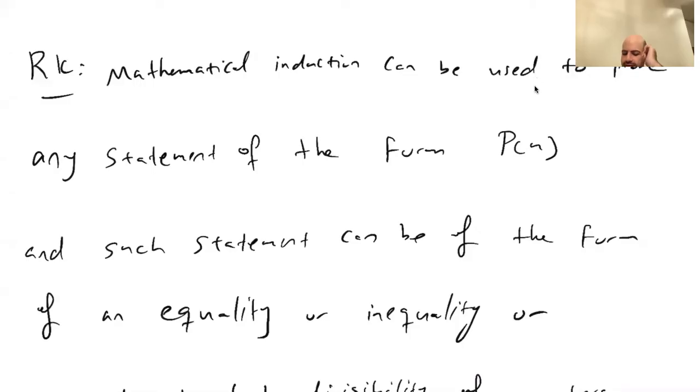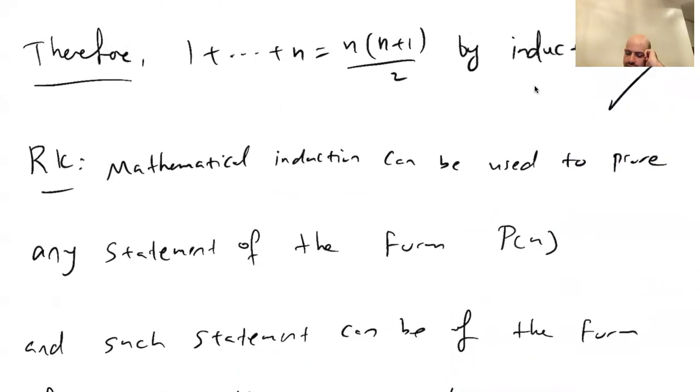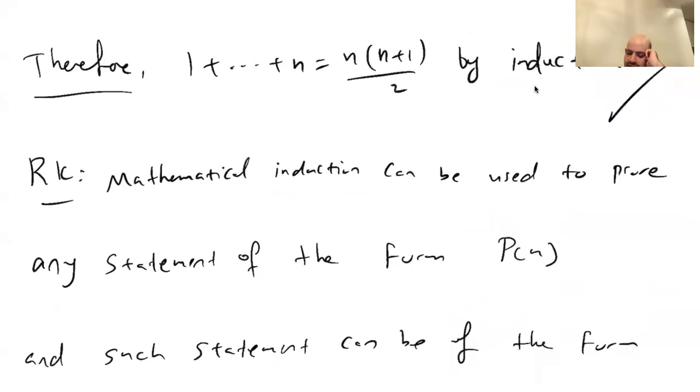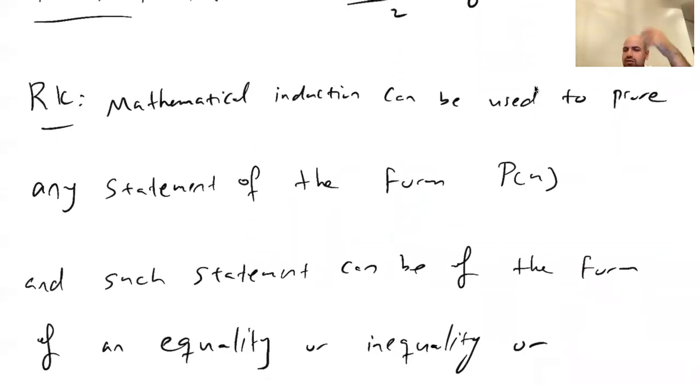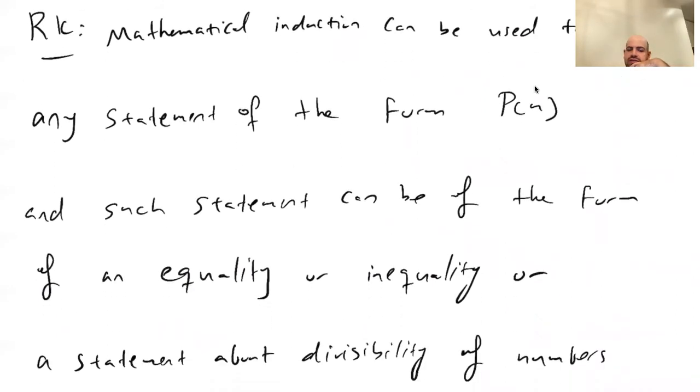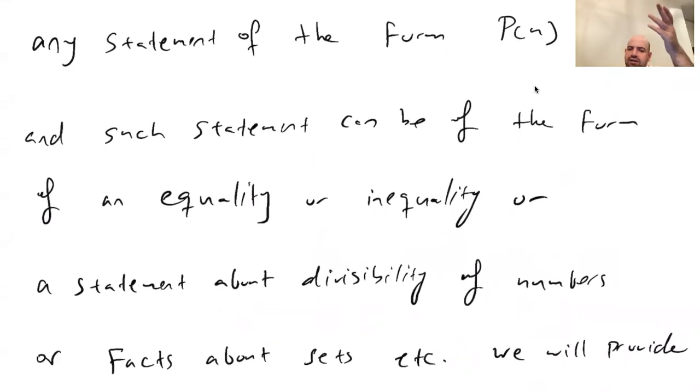So maybe I can say a remark here. The remark is: mathematical induction can be used to prove any statement of the form P of n, and such a statement can be an equality or inequality, or a statement about divisibility of numbers, or facts about sets, etc. Why did I mention these specific types? Because these are the types that are mentioned in your book.